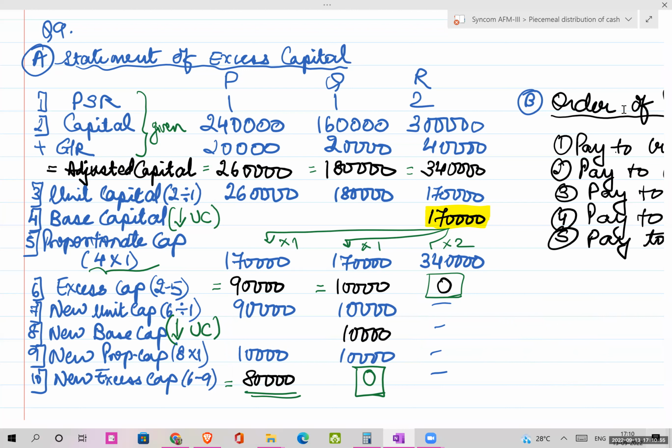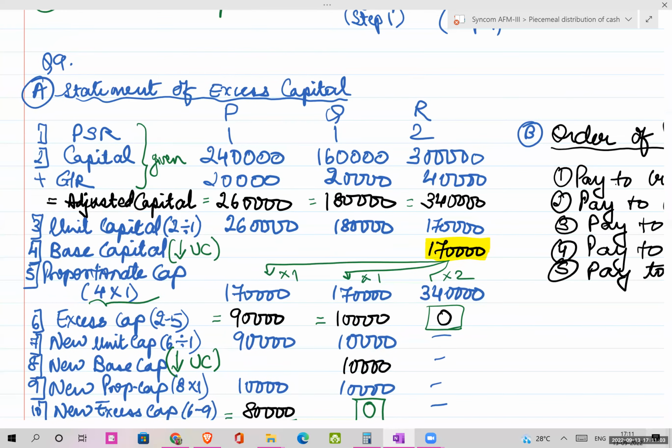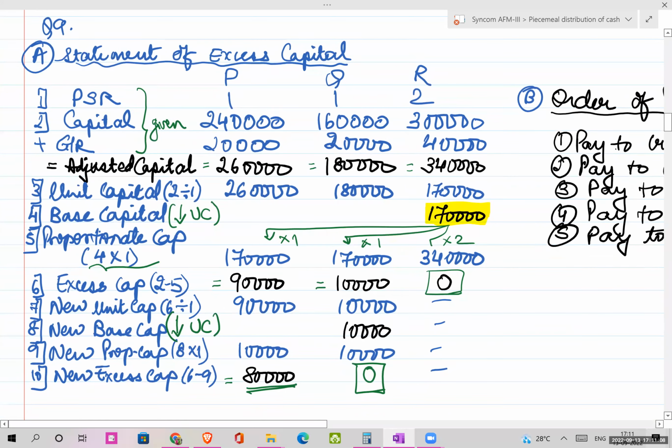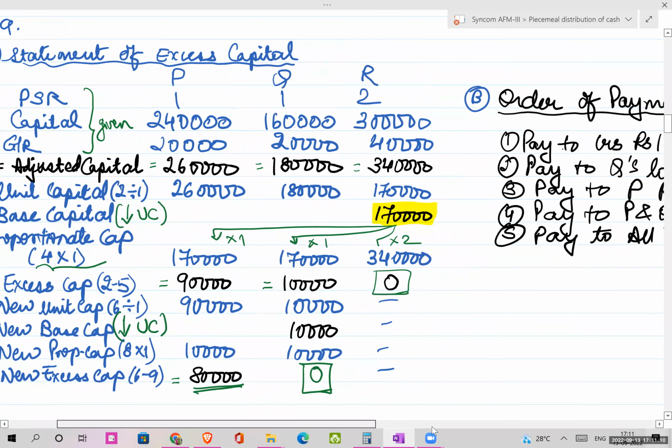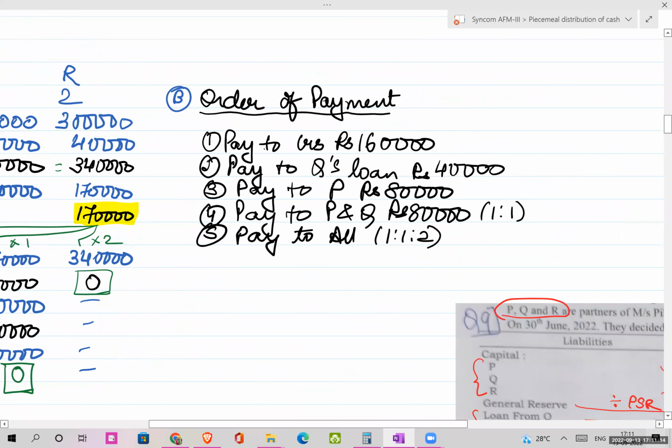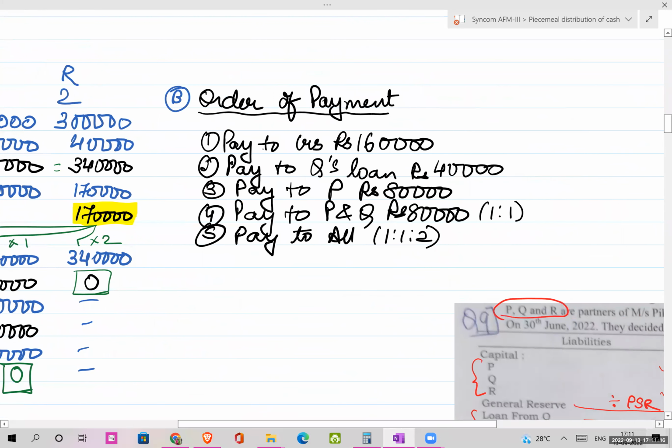Okay, so I hope this is clear to everyone. तो ये बच गया 80,000, इसको देना है P को. ठीक है. Now let's move on to the order of payment. Okay, the second part of the solution, order of payment. Now order of payment में I hope you all remember. I will just recollect it for you all.